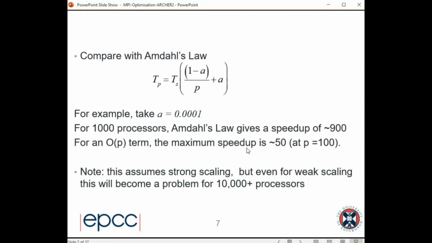In practice, it can be even worse than that, because you may have an overhead which isn't constant but scales with the number of processes. I/O might be a standard one there. If everybody sends their data to a controller process who writes it out one by one, that will scale with the number of processes. So, you know, it is a problem.